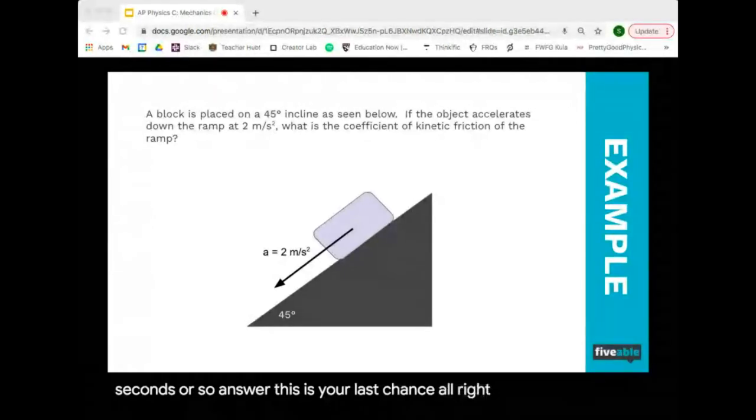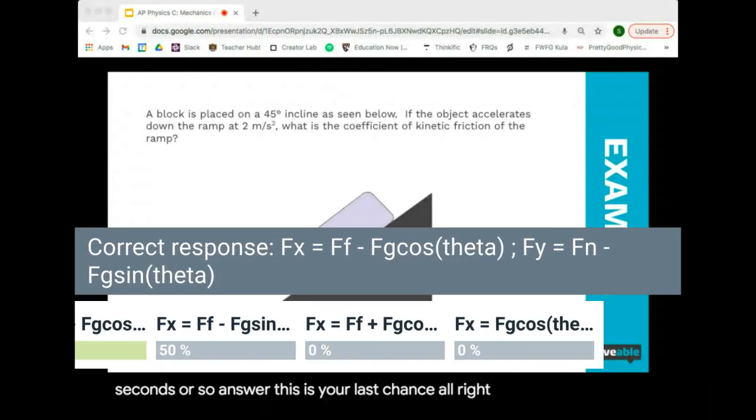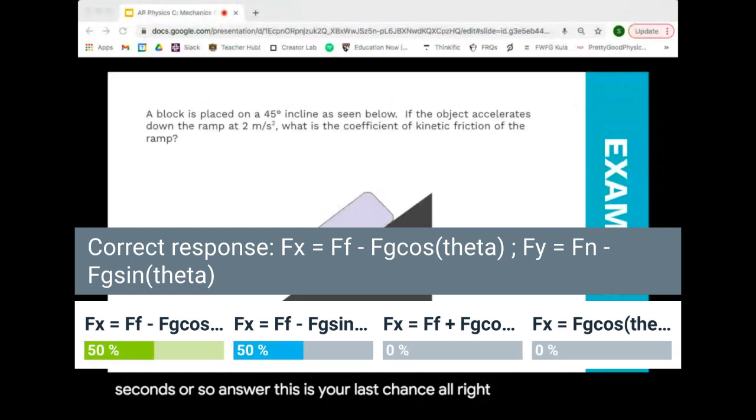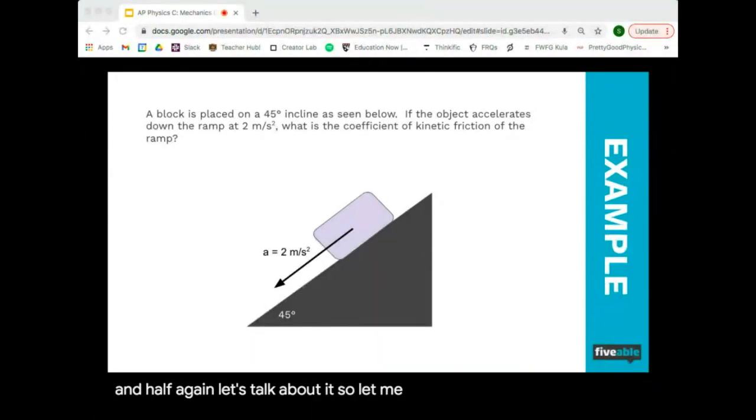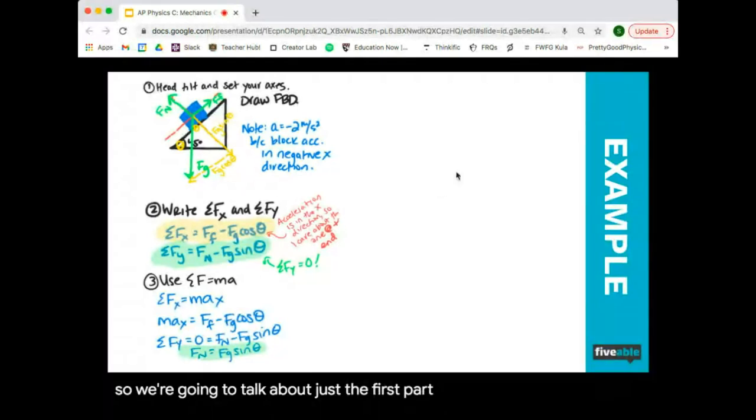All right. Great. So we are half and half again. So let's talk about it. So let me get rid of that. There you go. Okay, so we're going to talk about just the first part first.